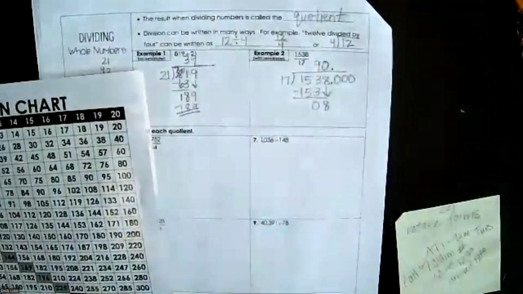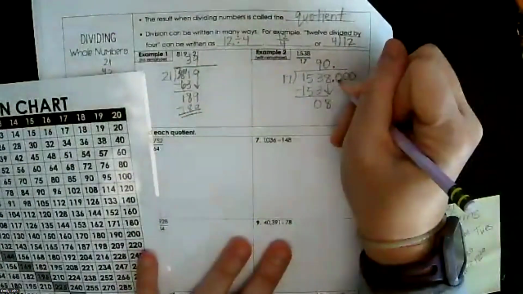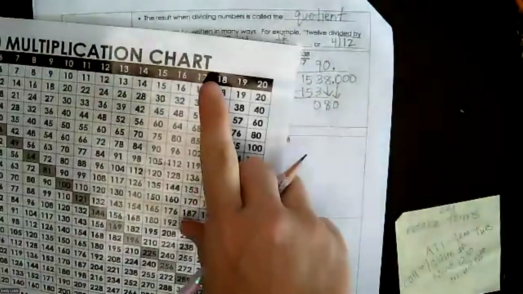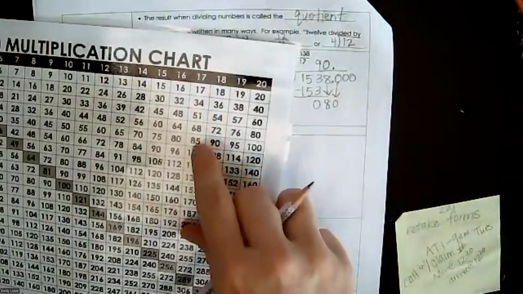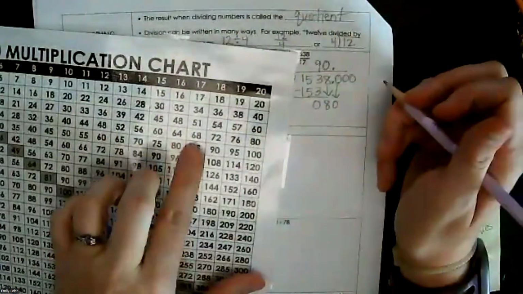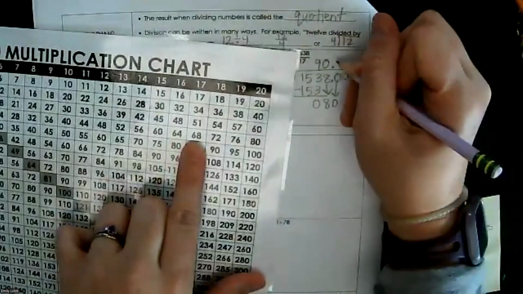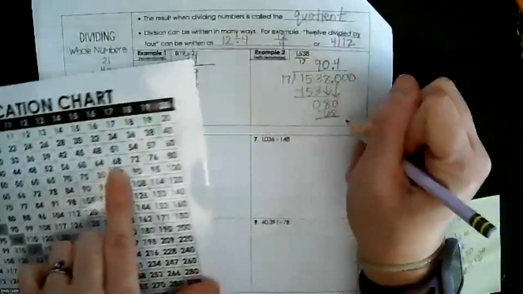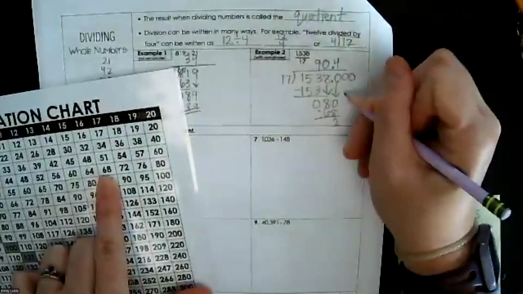All right? So you would have a remainder. Then you would bring down a 0. How many times can 17 go into 80? 1, 2, 3, 4. 4 times. There you go. And that's 68. All right, and you would keep going.